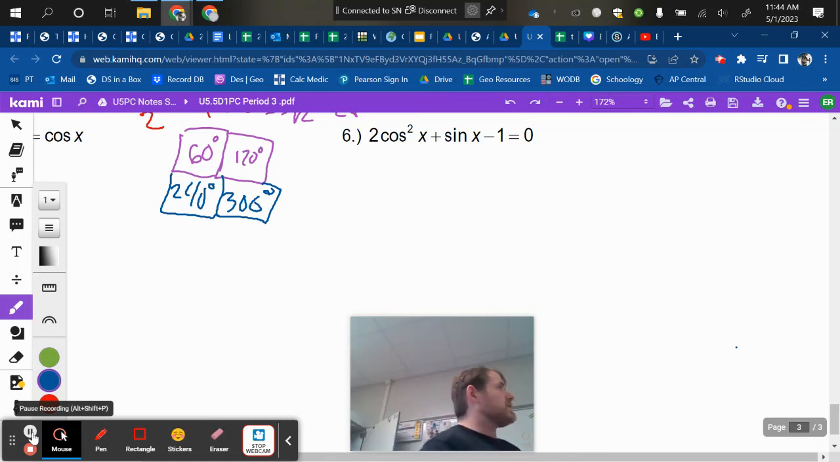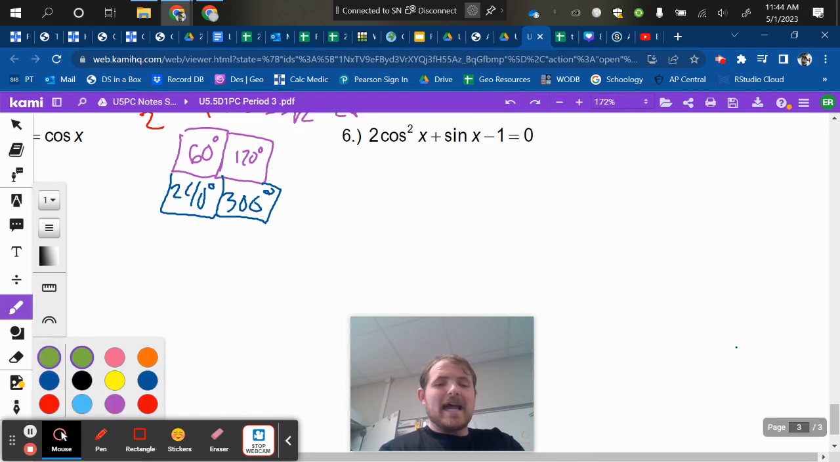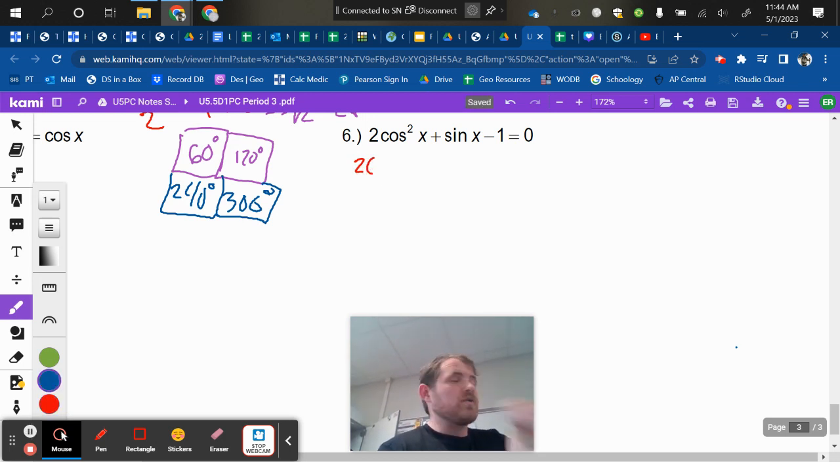So if we want to solve this, I guess a good idea is probably to get everything in terms of sine and cosine, which it already is. And then what a lot of people do next is they try to just get it in terms of only one sine or cosine. So what's the same thing as cosine squared? One minus sine squared, specifically 1 minus sine squared.